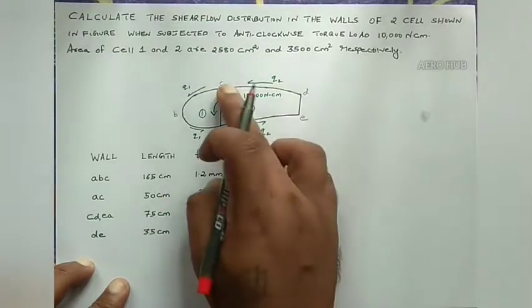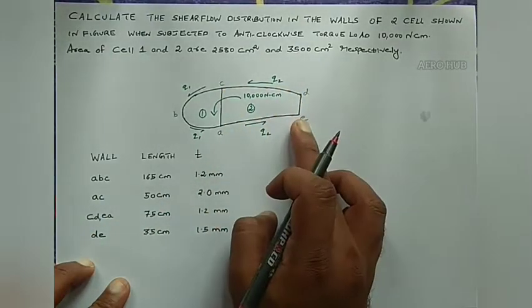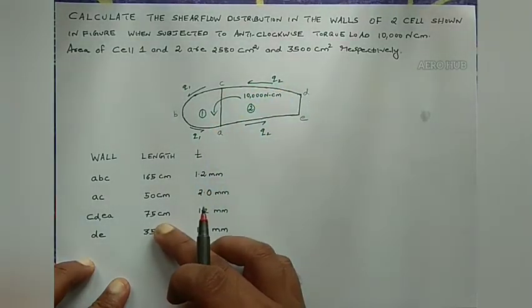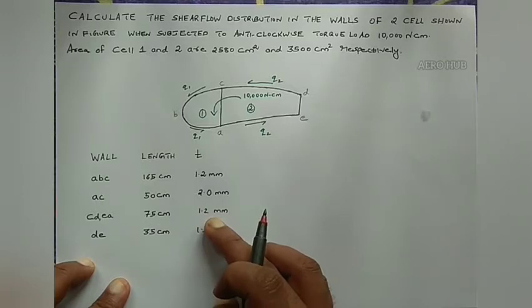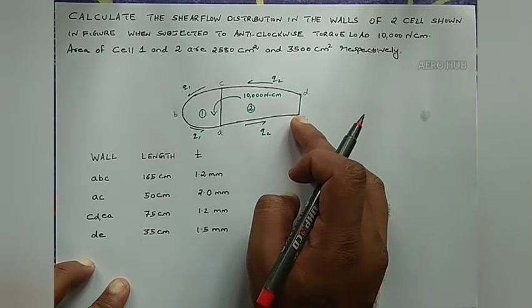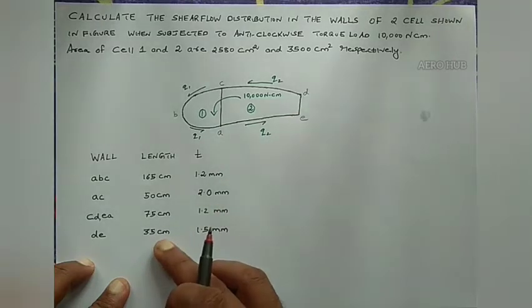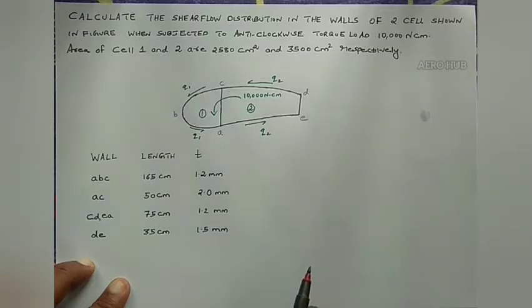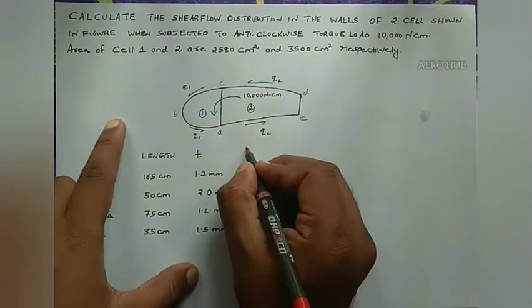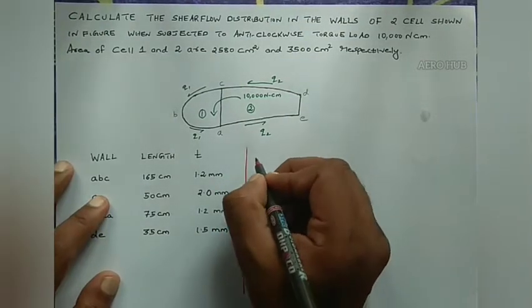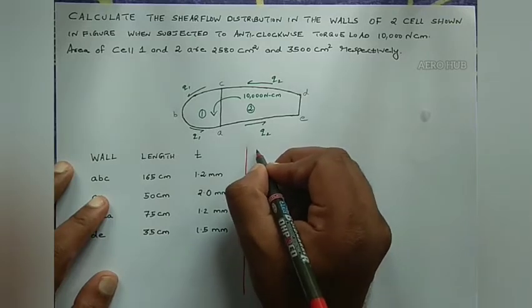CD and EF, this upper flange and lower flange, have a length of 75 centimeter and thickness 1.2 millimeter, and this web DE has a length of 35 centimeter and a thickness of 1.5 millimeter. Now, to solve this type of problem, first of all we have to use the Bredt-Batho theory. That is, we have a two cell section here.